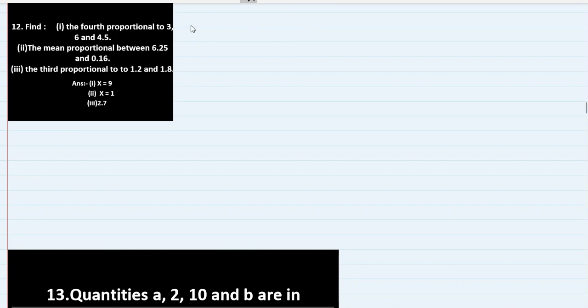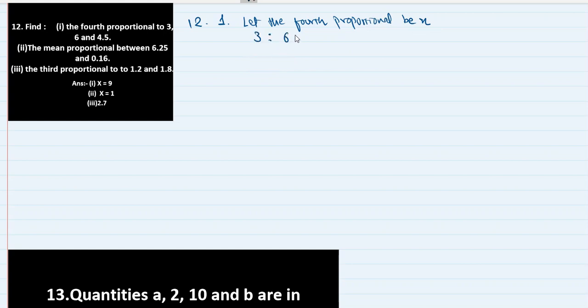First question. Question number 12, number 1. The fourth proportional to 3, 6 and 4.5. We have to find that. So let the fourth proportional be x. So 3 is to 6 as 4.5 is to x. Okay, this is the case.